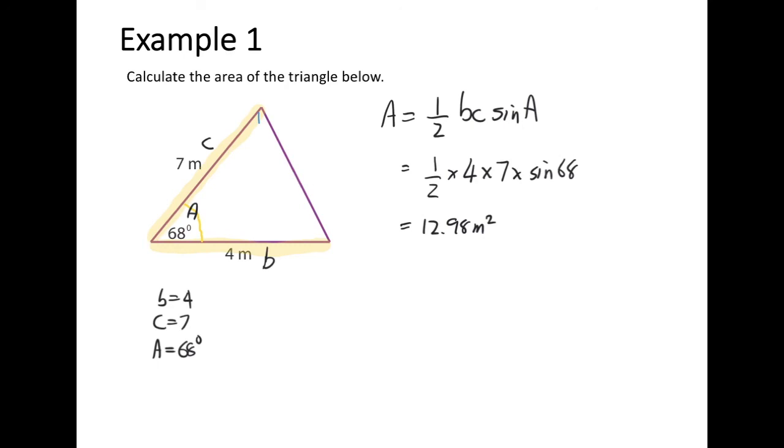So we only need 3 lines of working when we are doing these questions. The first line is going to be the formula, the second line is substitute in the values, and the third line is going to be the answer. That is all you need to show. You'll be able to do the sum on your calculator and write down the answer once you have put in those 2 first lines of working. So that is an example of how we can find the area of a triangle without the height using trigonometry.